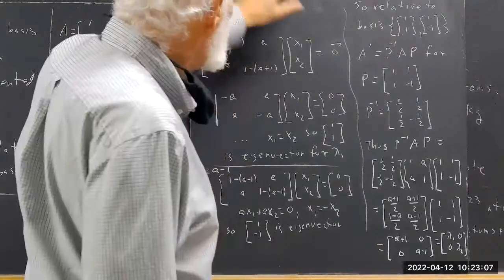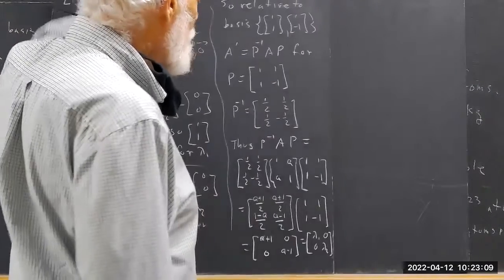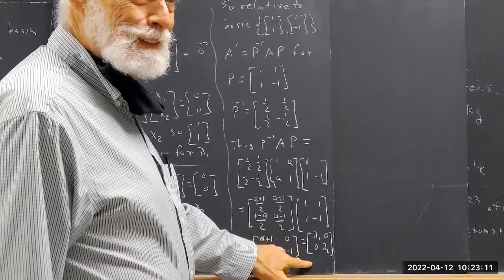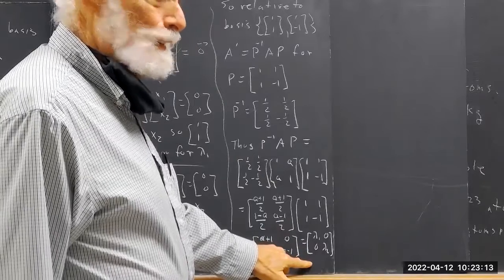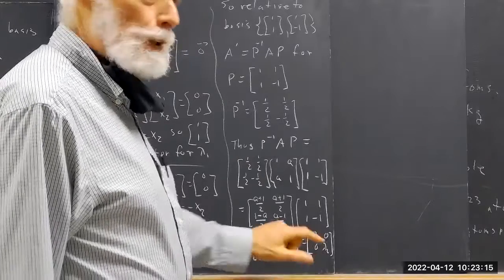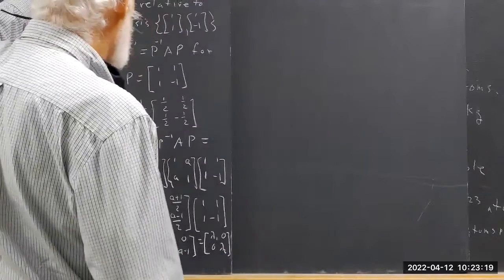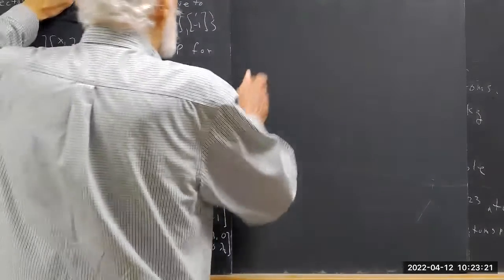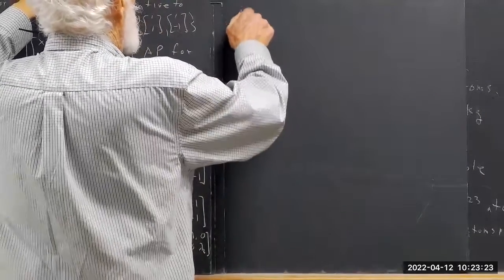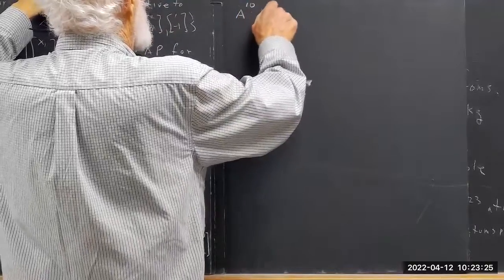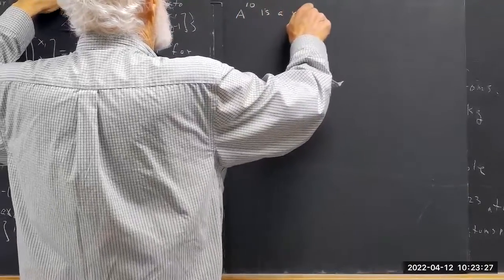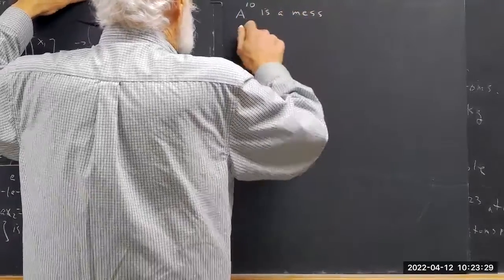But what's the 10th power of this matrix? It's lambda 1 to the 10th, lambda 2 to the 10th. Okay. So 8 to the 10th is a mess.